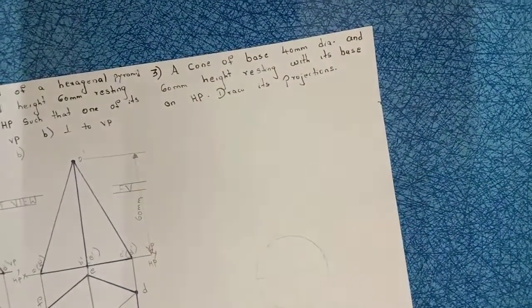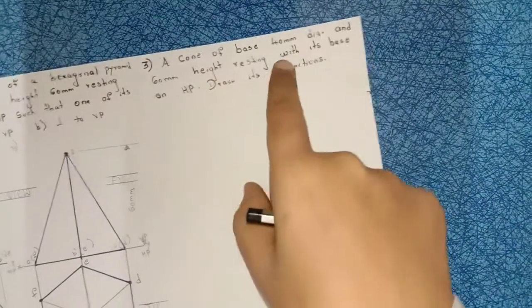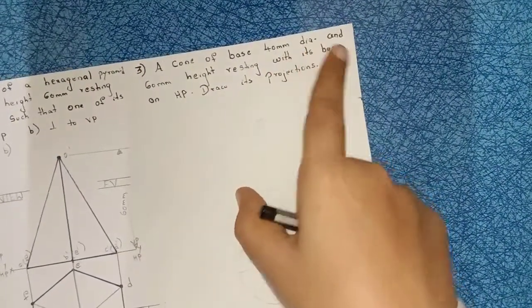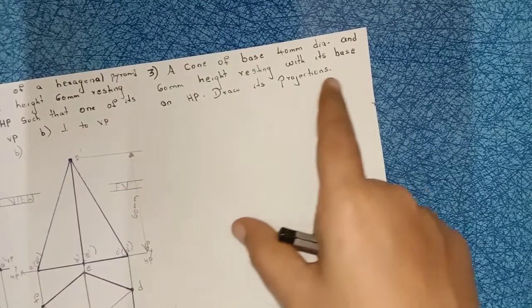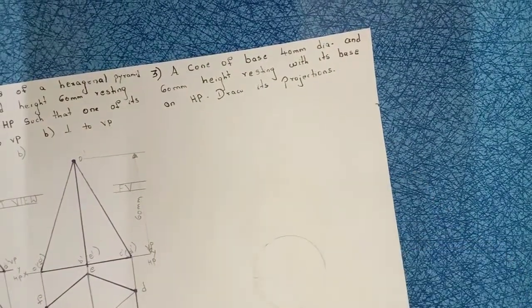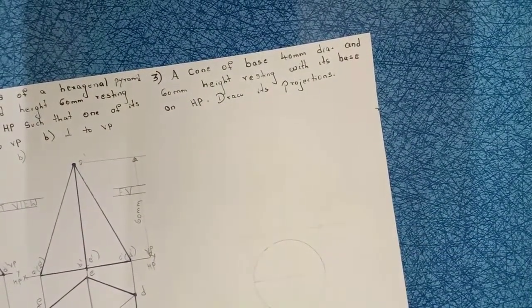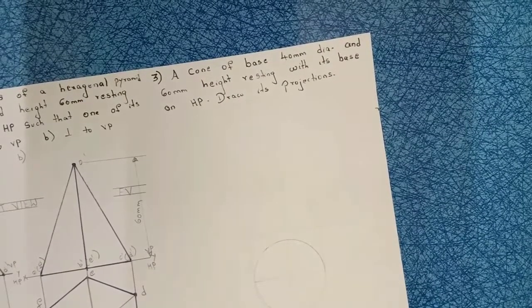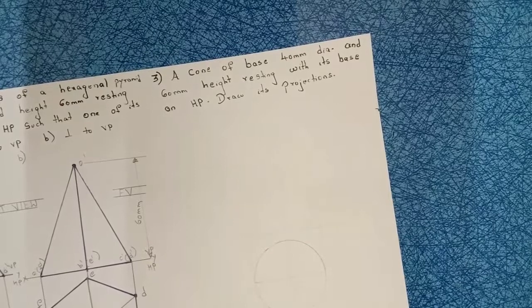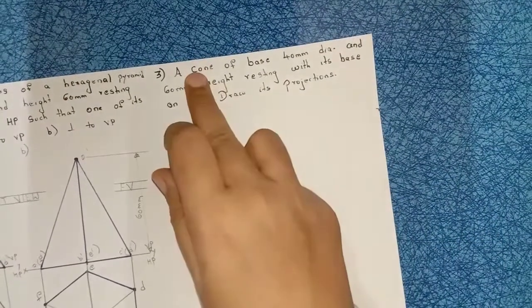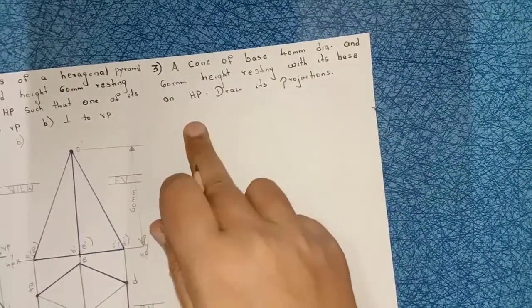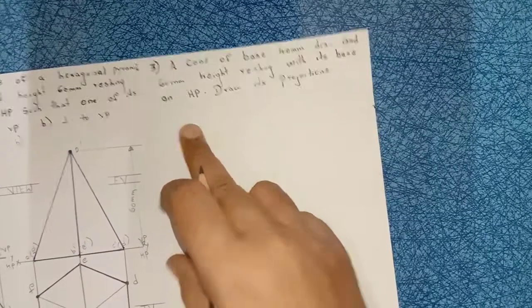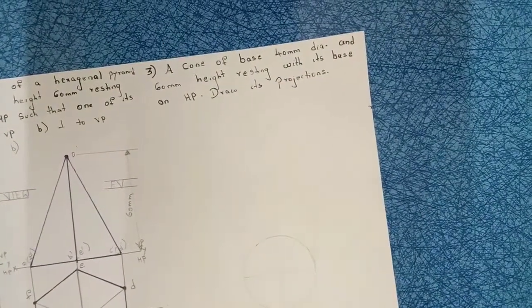A cone of base 40 mm diameter and 60 mm height, resting with its base on HP, draw its projections. You have to construct the cone here. They mention the cone diameter is 40 and axis is 60. Where do you have to construct the cone? You have to construct the cone on HP. Here they didn't mention any distances.